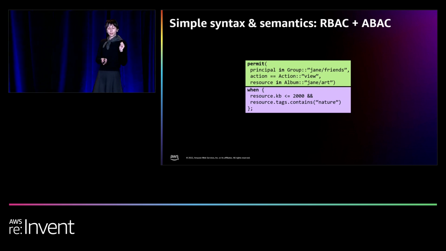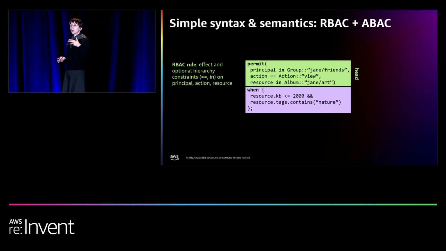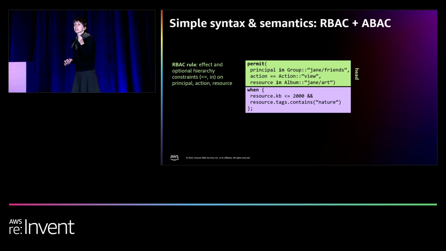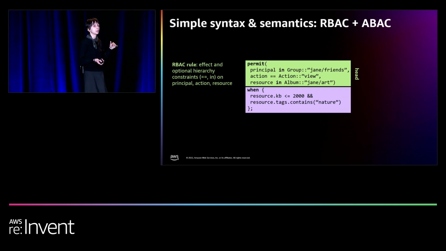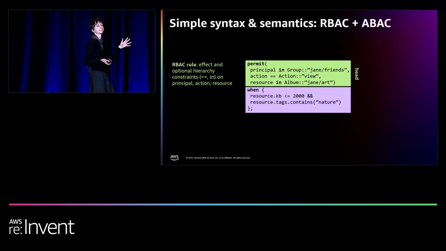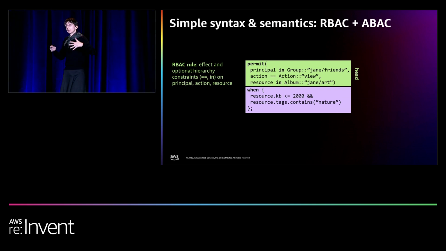So the RBAC rule here is shown in green. This is the head of the policy, the scope. The only thing that can appear in the head of the policy are these hierarchy constraints, using the in operator, and the equality constraints. That's the only thing that can appear there. You constrain the principal, action, and resource using equality or in. And if that's all you need to say, that's your RBAC rule, and you're done.